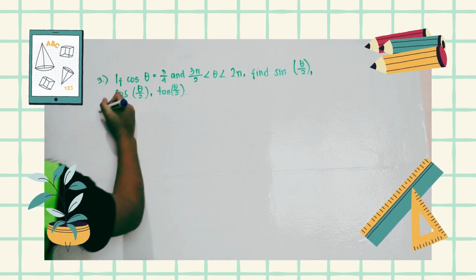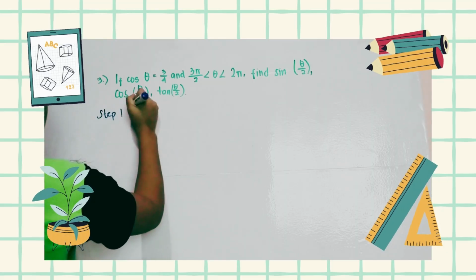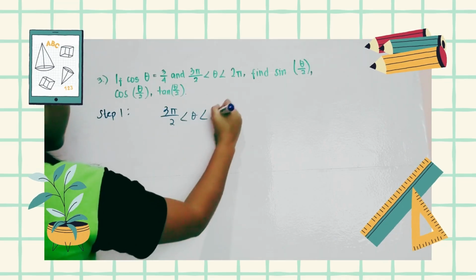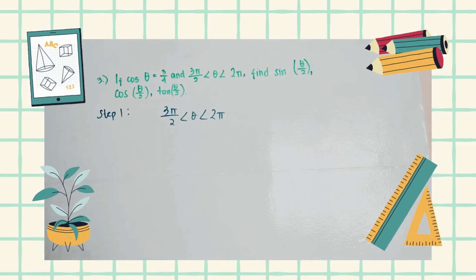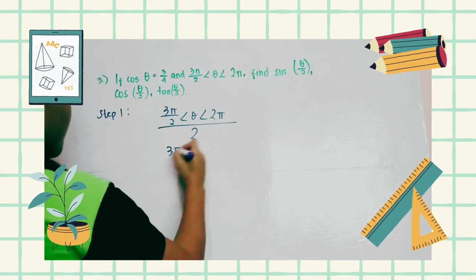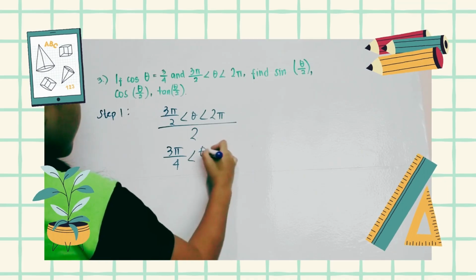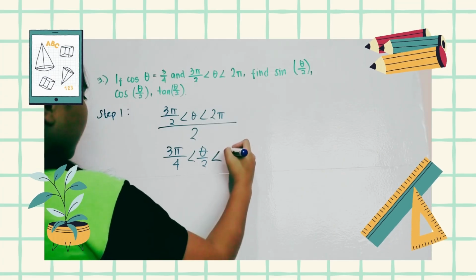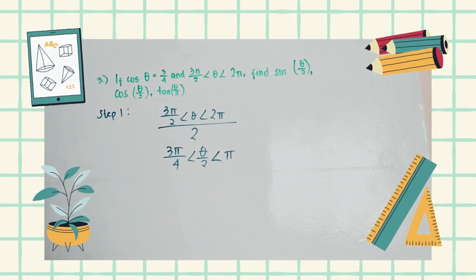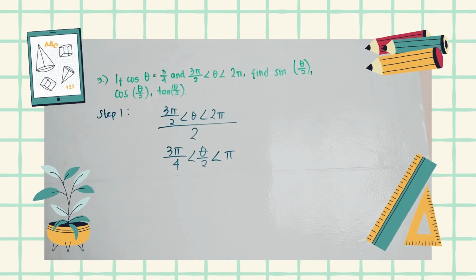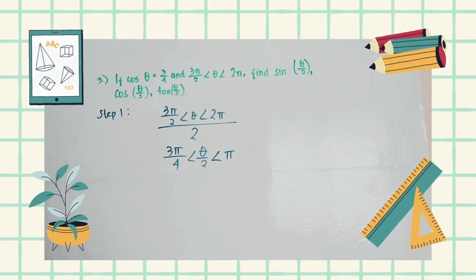For step 1, let us determine the quadrant of theta over 2. We are given 3 pi over 2 is less than theta, which is less than 2 pi. Divide the entire inequality by 2. So we have here 3 pi over 4 less than theta over 2 is less than pi. With this, we can say that theta over 2 lies in quadrant 2, in which in quadrant 2, sine is positive, cosine is negative, and tangent is negative.